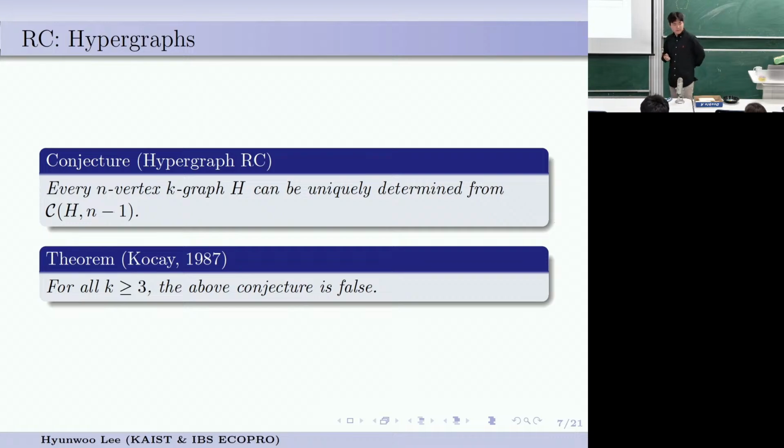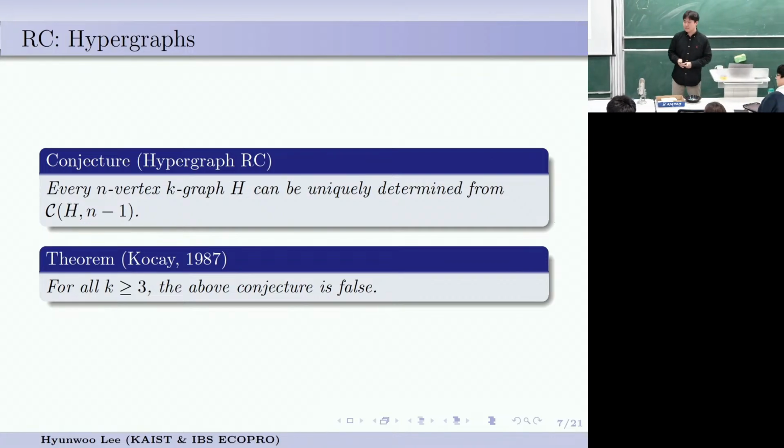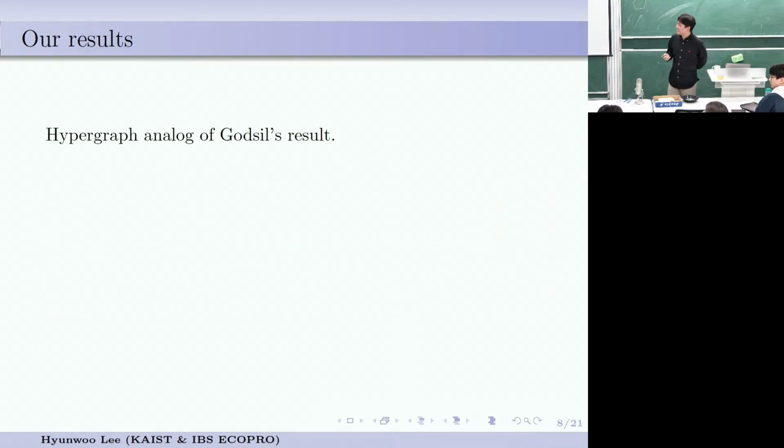That's a question. What is a k-graph? I mean k-uniform hypergraph. Ah, yes, k-uniform. It's good to ask.